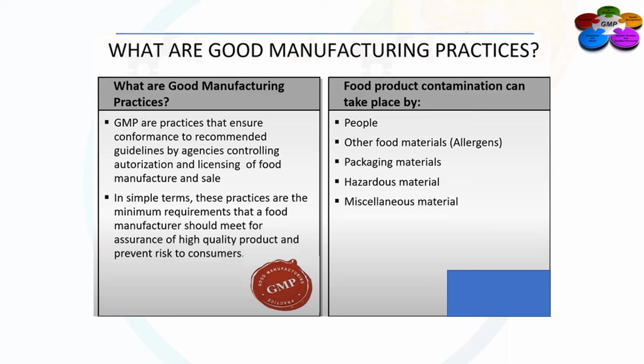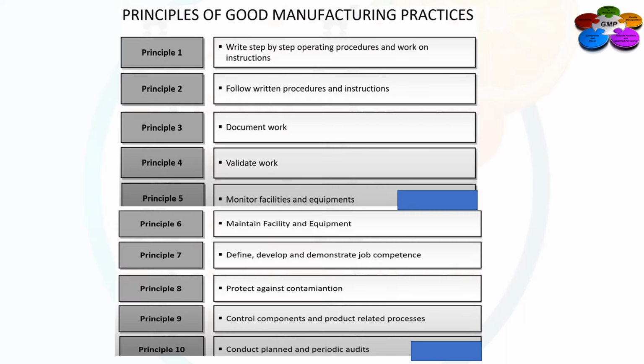And now you can see how food product contamination can take place under good manufacturing practices. As I already told you, on the right side you can see how food contamination can take place by people, that is by food handlers, by other materials, packaging material and all. So this was all about the contamination. I don't think I need to discuss this, as you have quite good knowledge about it.